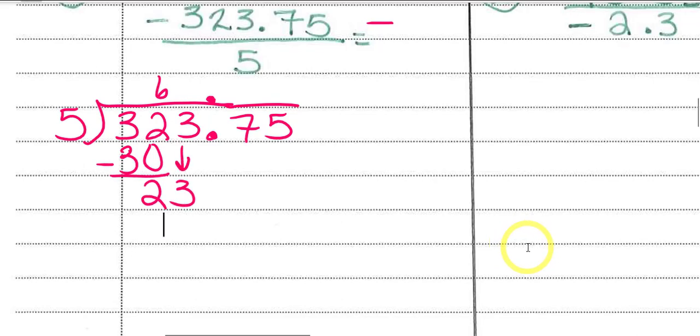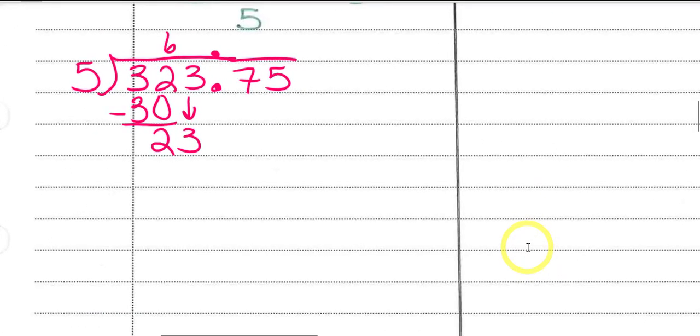Now, how many times can I take 5 out of 23? That's going to be 4 times. 4 times 5 is 20. And subtract, we get a difference of 3. Bring down your 7.